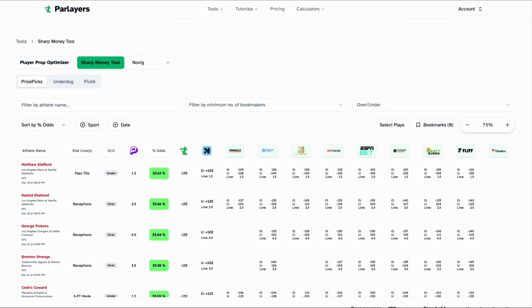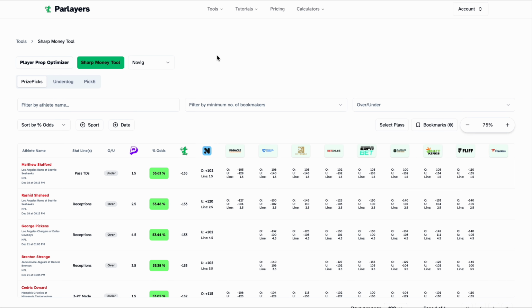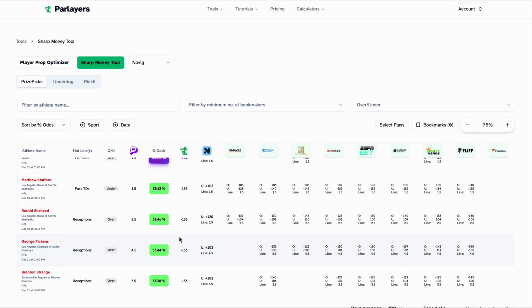So we're gonna get in a couple plays. I do like this Rashid Shaheed play from the Seahawks game. Receptions over 2.5. He's a plus 120 underdog on Novig on his under. And like I said, the higher the plus line, the more likely that outcome is to not happen. So his under's less likely to happen. That means his over is the favored play, which is confirmed by our Parlayers consensus at a minus 133. You go across the market and I'm seeing 1, 2, 3 books. So BetMGM, Caesars, and Fliff all with minus 140 or stronger on the over 2.5.